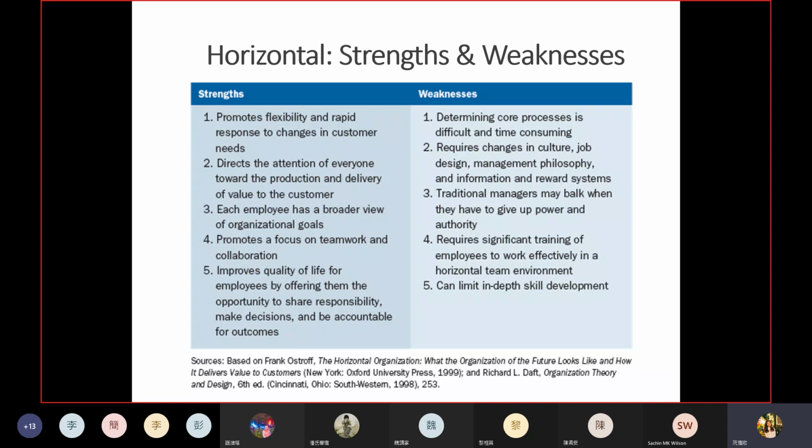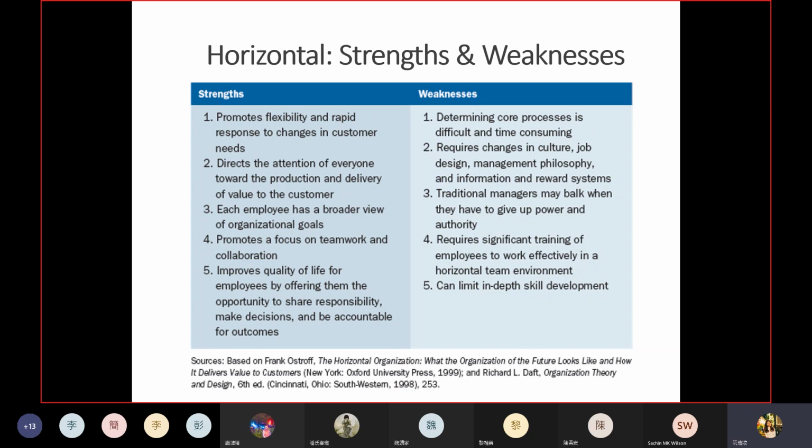So the next one is that it promotes focus on teamwork and collaboration. This one is quite obvious. It improves quality of life for employees by offering them opportunities to share responsibility, make decisions, and be accountable for outcomes. So this is the advantage of having a decentralized decision-making system, right?